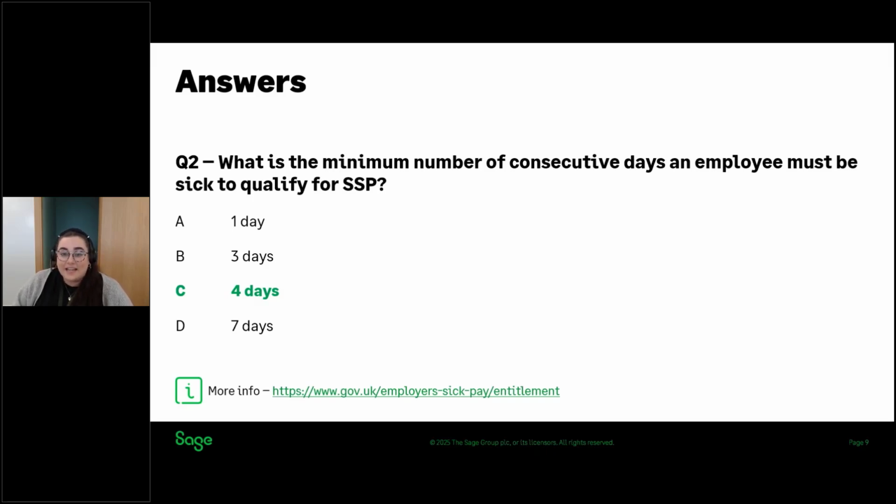If it is less than this, it won't qualify for SSP. And in Sage 50 Payroll, it will likely show as red A's on the absence diary. Great, so well done to those of you who got that correct.